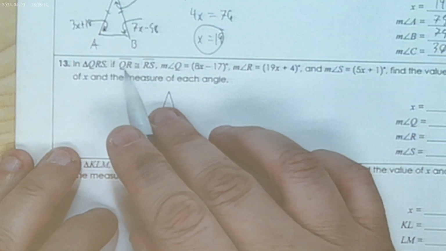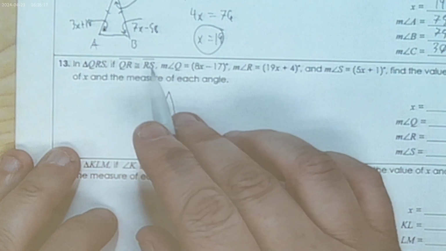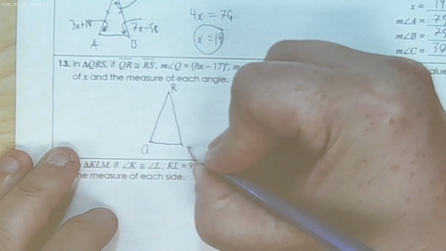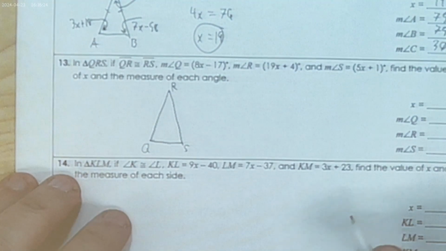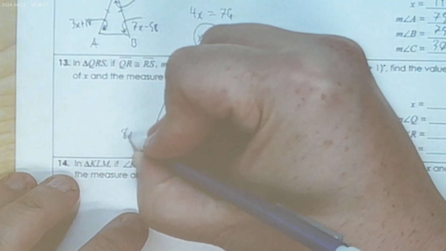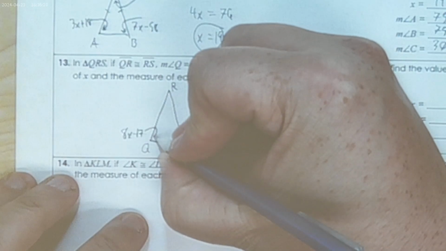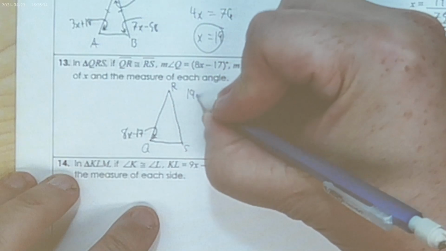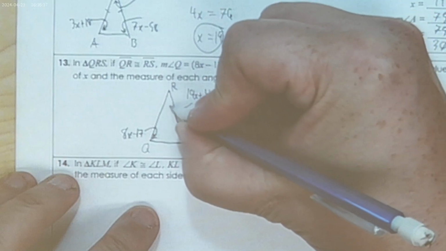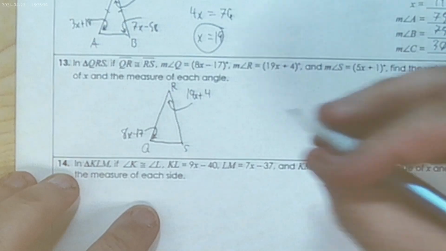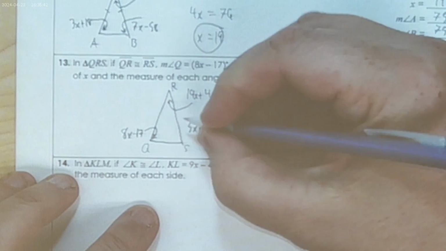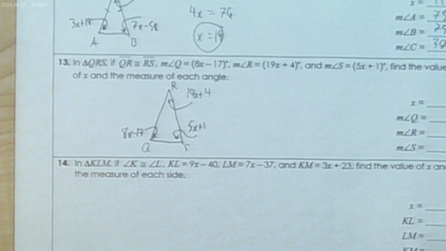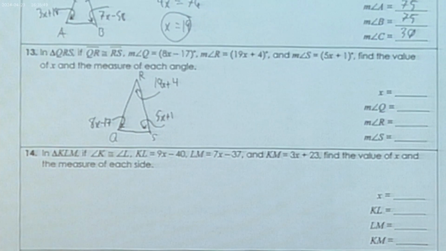So again, I'm looking at this. I've got QR equal to RS. R appears in both of them. So I'm going to put R at the top of the triangle. Angle Q is 8x minus 17. R is 19x plus 4. S is 5x plus 1. And again, find the value of x and the value of each missing angle.